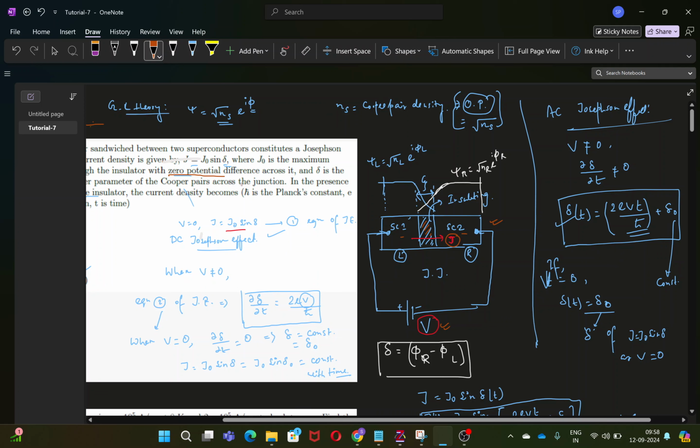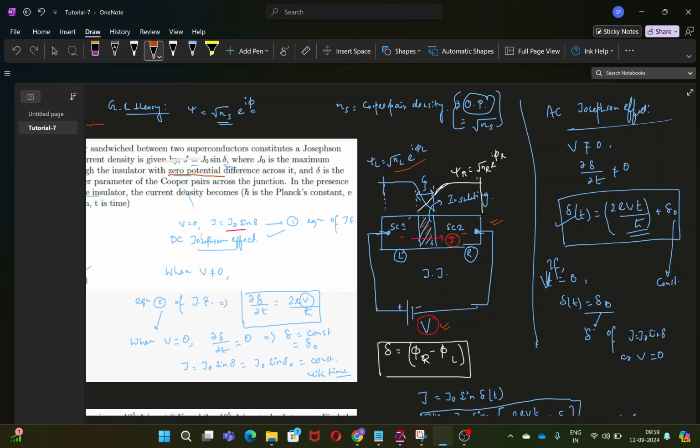So that is the definition of DC Josephson effect. And what is that? Basically, first of all, in Josephson effect, you have the superconducting side. One superconducting side has a wave function of the electrons or Cooper pairs as psi_l equal to root over n_l e^(i phi_l), where root over n_l is the density of the electron of the superconducting Cooper pairs on the left side of the superconductor.